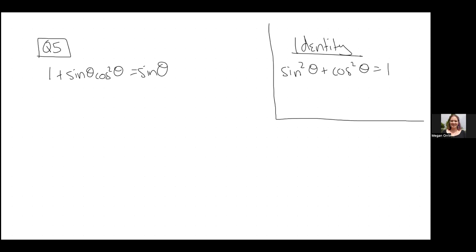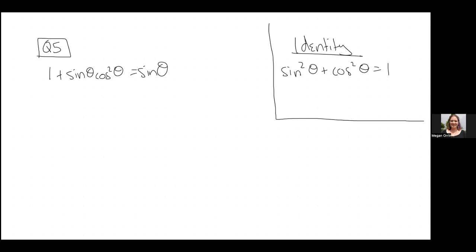This is question 5. So what I'm going to do is look at how I can condense this to a single trigonometric ratio, and I'm going to use this identity. So what I can see is this cosine squared theta belongs in this identity. So what I can do is rearrange this. The other ones don't fit into an identity, so I know that this is the bit I'm going to replace.